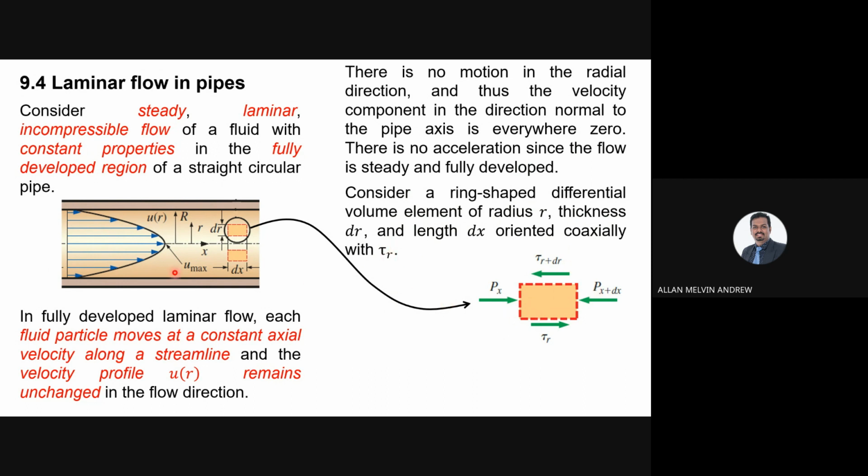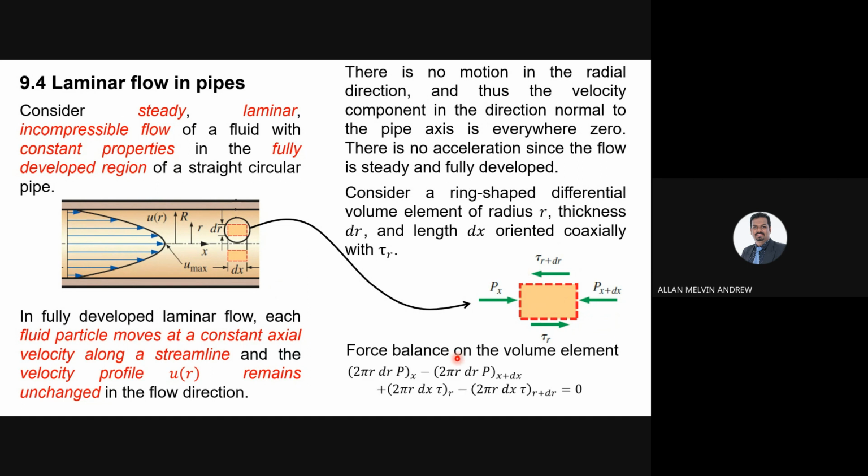Okay, so we can see there's the pressure P at x. In the opposite direction, P at x plus dx, because this is the dx length. Then we have dr. So shear stress will be in the direction of the flow, and also shear stress at r plus dr. So this is based on the height. Okay, so this dr and dx we can get from this picture.